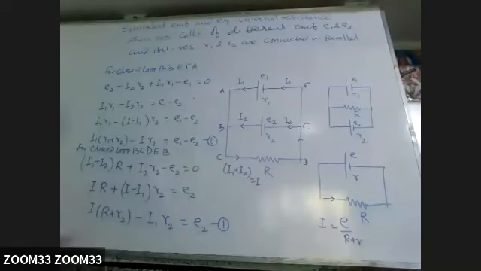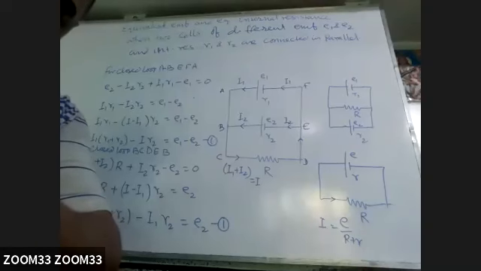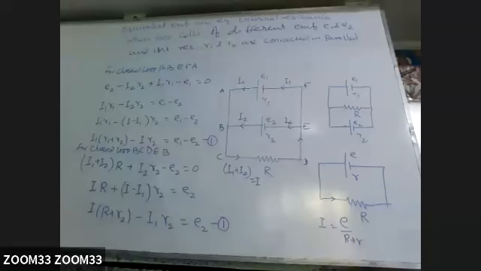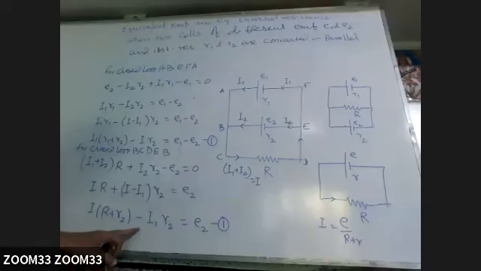Now we are interested to find this I. We have to remove this I1. So how will you remove? It will be capital R plus R2 now, I R2 only, no? Yes, sir. Correct. So this is the second equation.